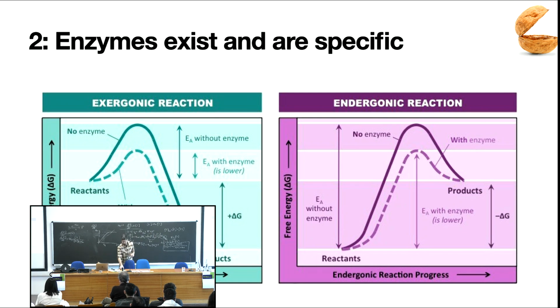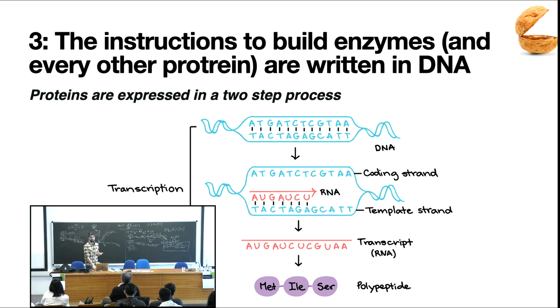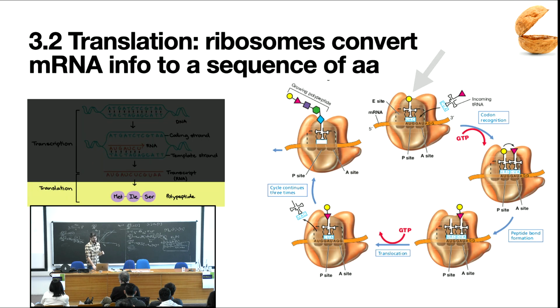And then I told you that the instructions to make these enzymes are written in DNA, so cells know how to make these enzymes, and they can be produced in this two-step process, okay? Now the key point is, how does a cell decide how many enzymes to produce of a given type, right?